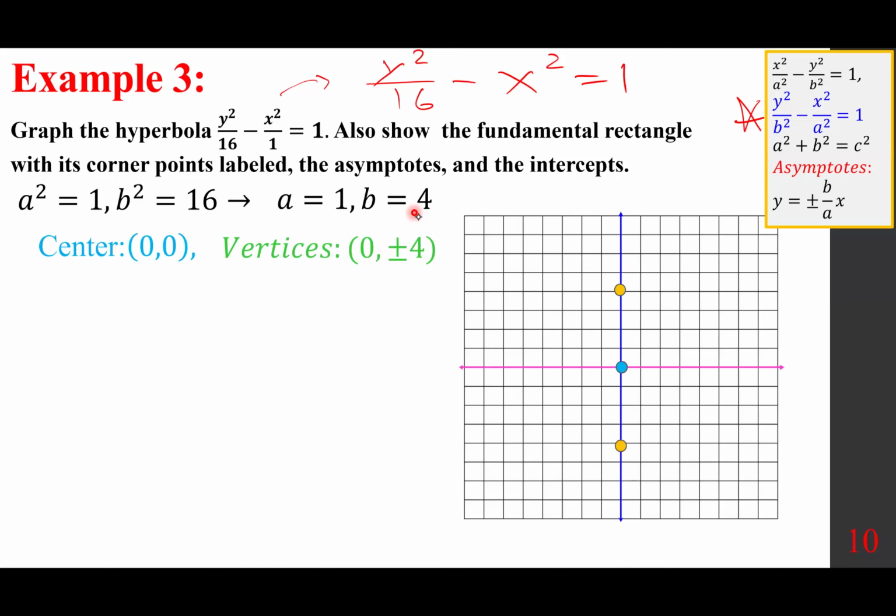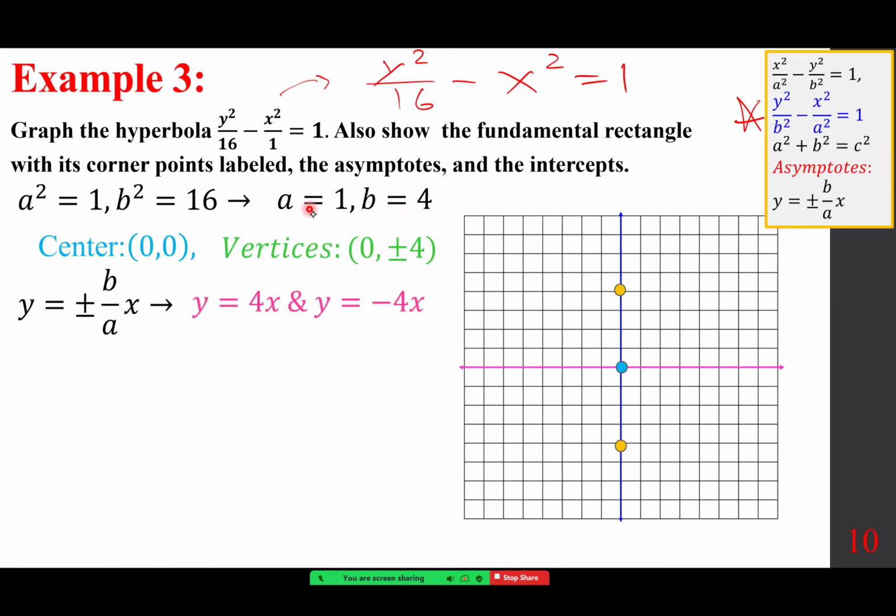And again, as I mentioned, I like to keep the b squared under y squared, and a squared under x squared. That's not how they do it in many texts, so just understand the concept. When I keep it in this format, this formula doesn't change: plus or minus b, which is 4, over a, which is 1, times x, so plus or minus 4x. And again, you can graph those.